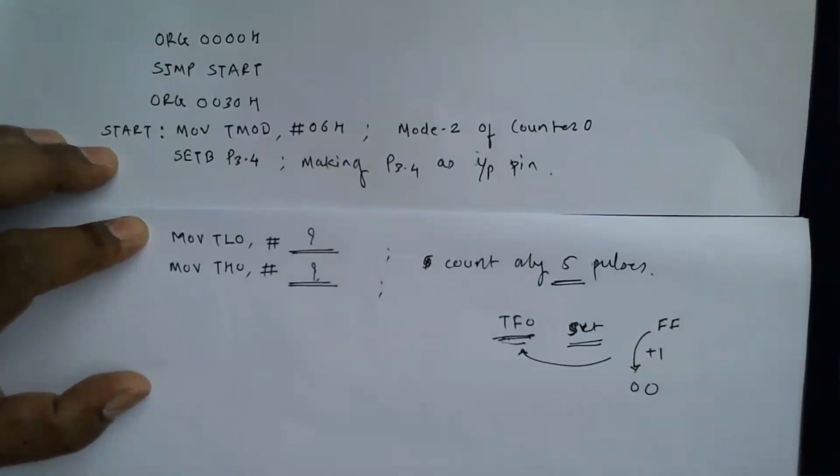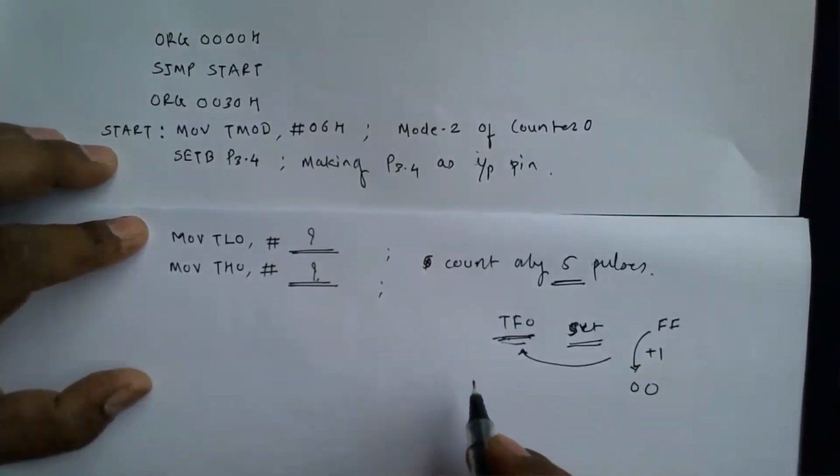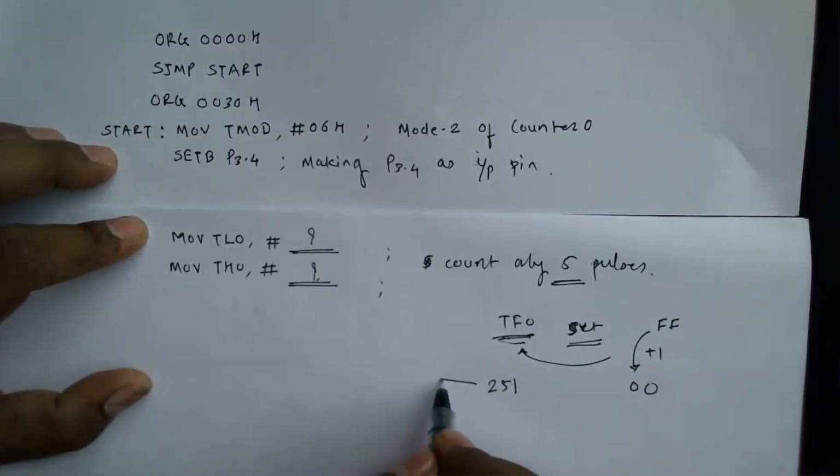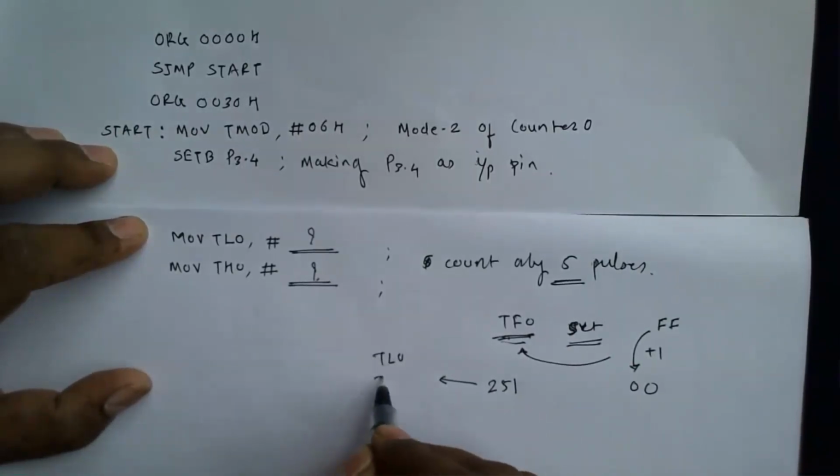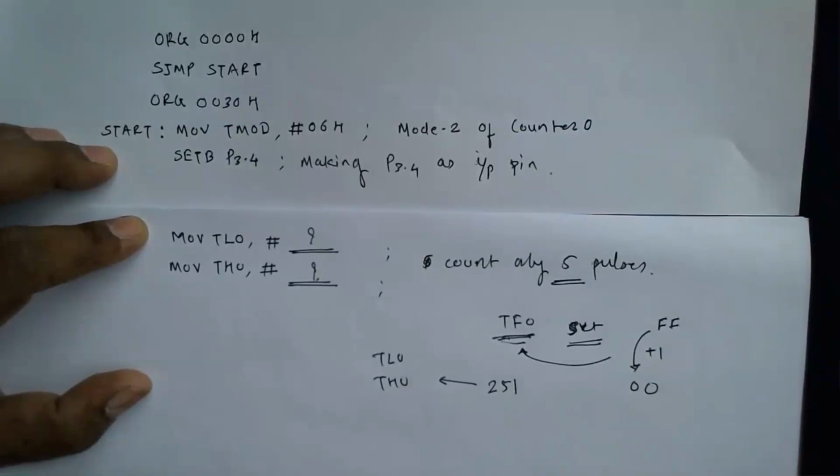251, that's very right. Jayvardhan, that's very right. What we will be doing is we should place 251 into TL0 and TH0, so that after 5 increments, plus plus plus plus plus, it will be a roll over, and our TF0 flag will be set.